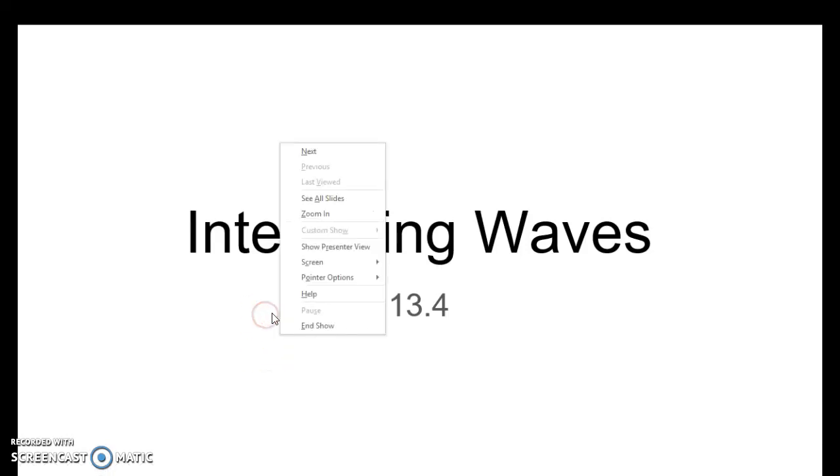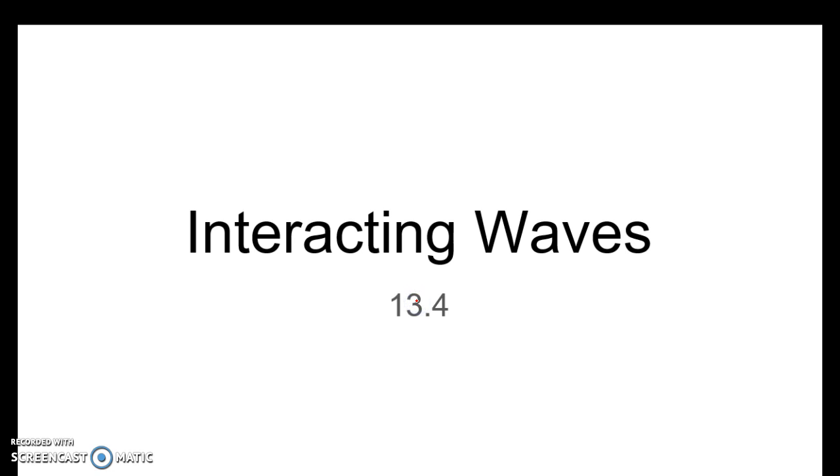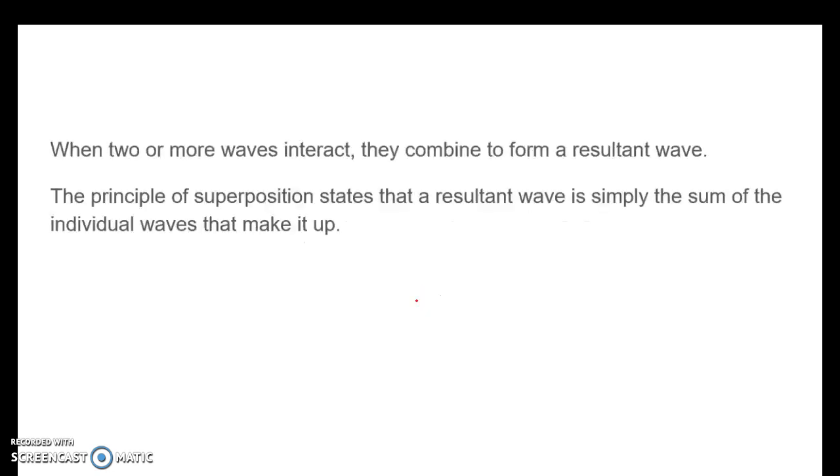All right, we're going to look at how waves interact. So we're going to look at interacting waves. When two or more waves interact, they will combine to form a resultant wave. So if there's interference, they will combine. Now, how we figure that out is something called the principle of superposition. A resultant wave is simply the sum of the individual waves that make it up.